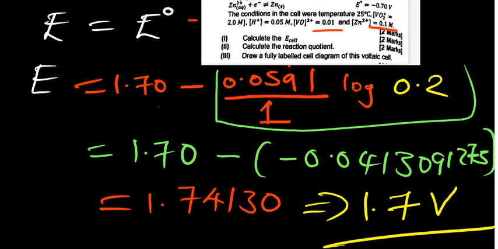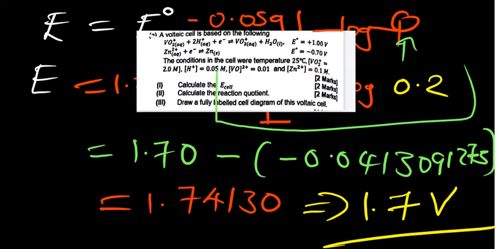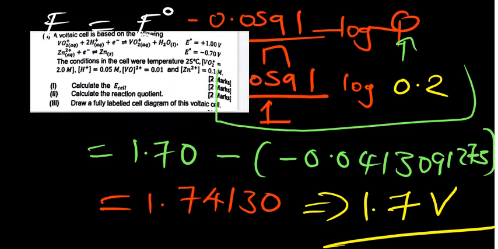So calculate the reaction quotient. So we've just calculated the reaction quotient Q. That's what you put in the second part as well. I don't see the point of asking for the reaction quotient after the standard, after a non-standard. But anyway, we've already found Q, so that's the answer demanded in the second part of the question.